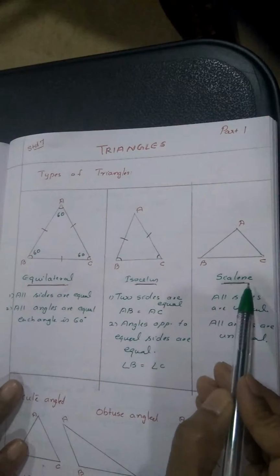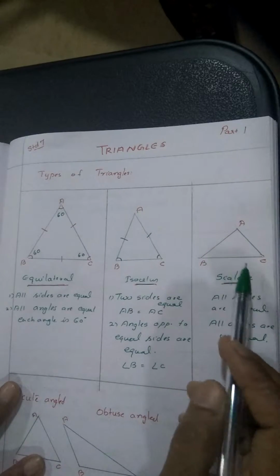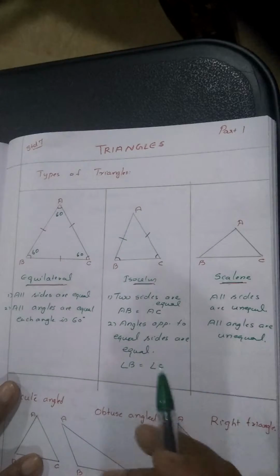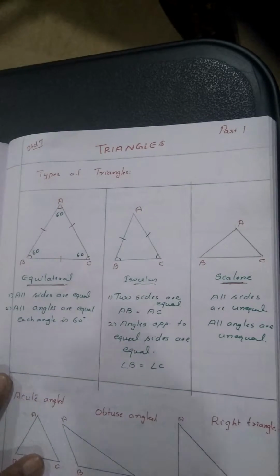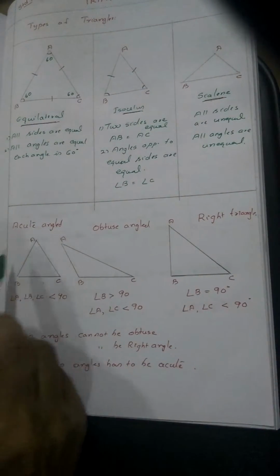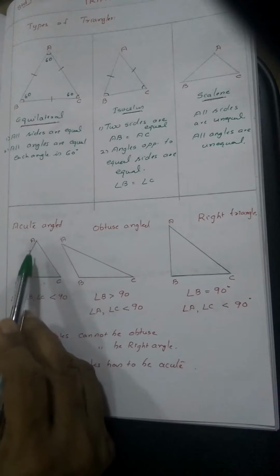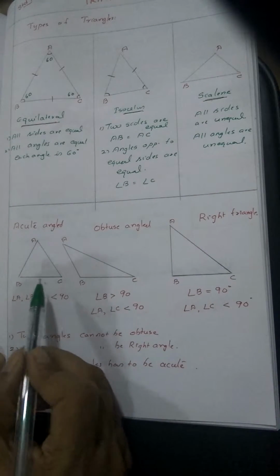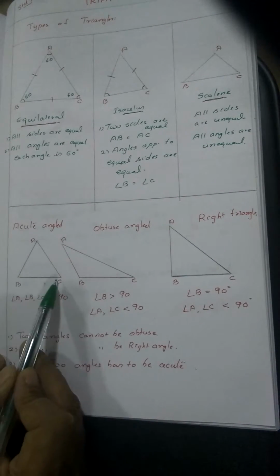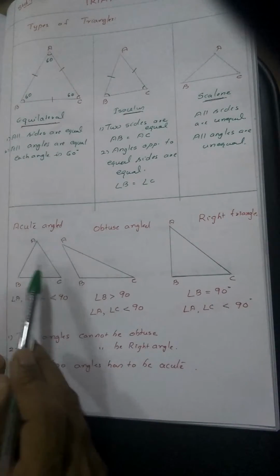In a scalene triangle, none of the sides are equal. All the sides are of different length and definitely the angles are unequal. Now, acute angle triangle. In an acute angle triangle, all the angles are acute. Acute means the measure of the angle will be less than 90 degrees. So all the angles are acute. That is called an acute angle triangle.